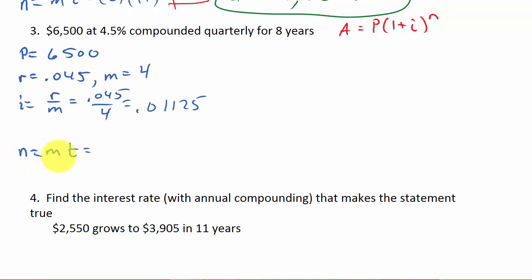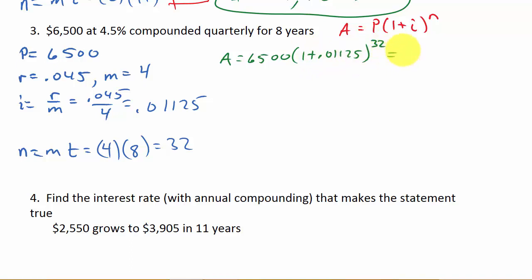And then N is M times T. So that's going to be M, which is 4, times T, which is the number of years. That's 8 years. And so that's going to give me 32. All right, so let's go ahead and plug everything in. So I get A is equal to 6,500 times 1 plus 0.01125 raised to the 32nd.